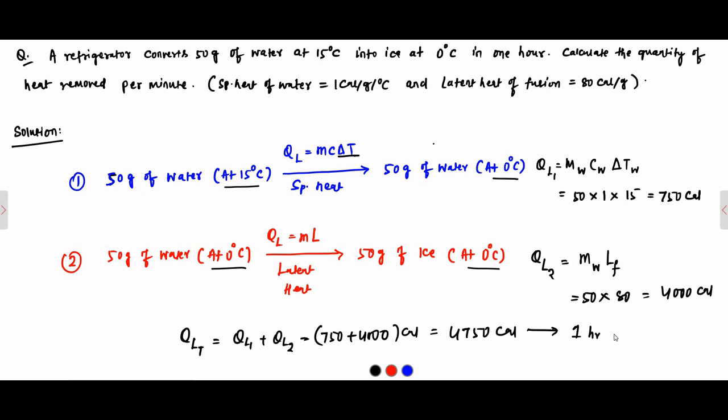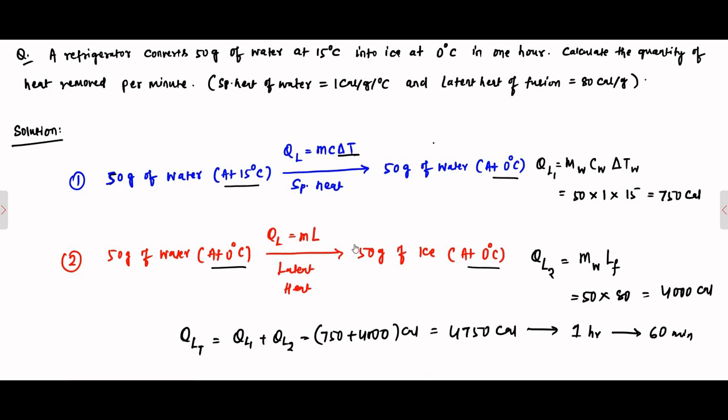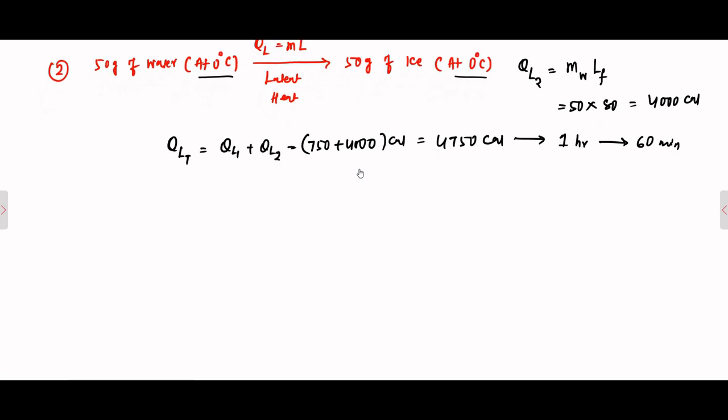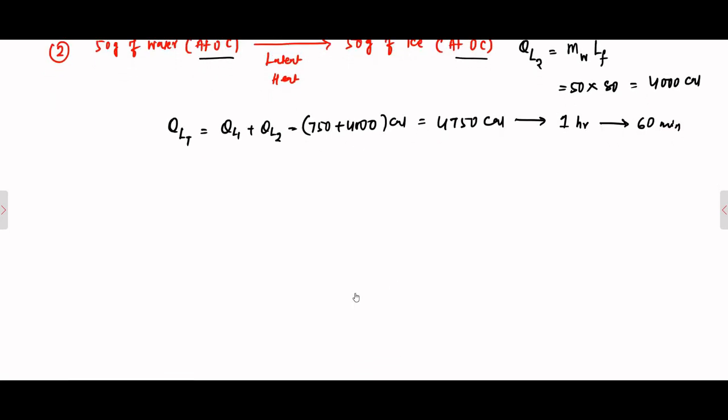Now this is the heat loss or heat removed in 1 hour, which is 60 minutes. So in 60 minutes, 4750 calorie of heat is removed by the refrigerator, or this much heat loss happened in the 50 gram of water at 15 degrees Celsius. So in 1 minute, per minute, how much heat loss happened? Simply we'll divide heat loss per minute is equal to the total heat loss in 60 minutes by total duration.